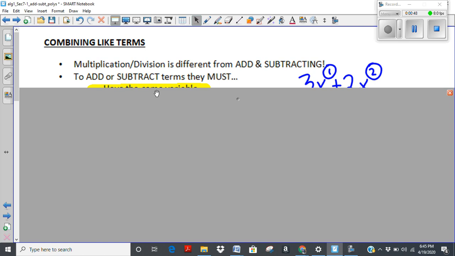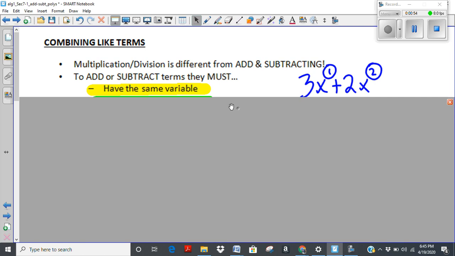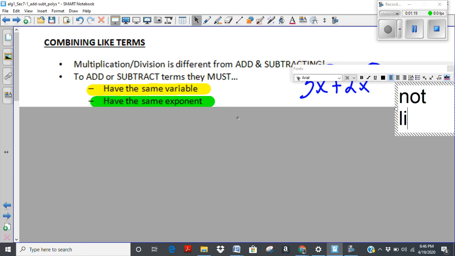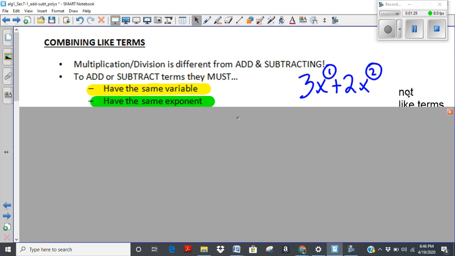Combining like terms, big things here. In order to add or subtract, our like terms must follow these conditions. They have to have the same variable and they have to have the same exponent. Over here to the right, you'll see we've got 3x to the first and 2x squared. These two terms both have the variable x. That's great. The problem here is that one has a power of 1 and one has an exponent of 2, which means these are not like terms, because they have different exponents.